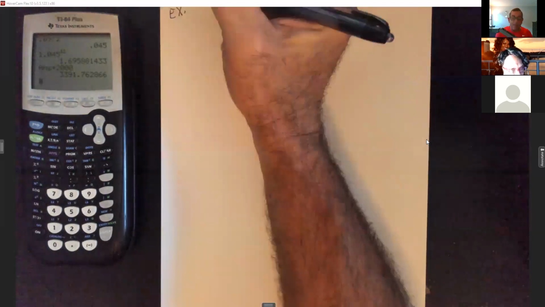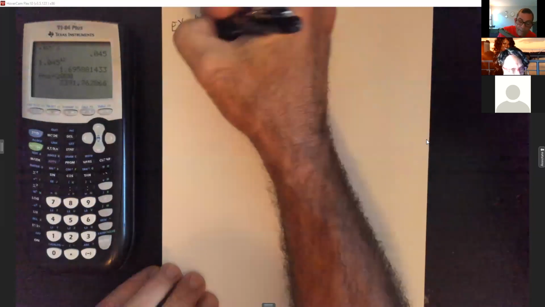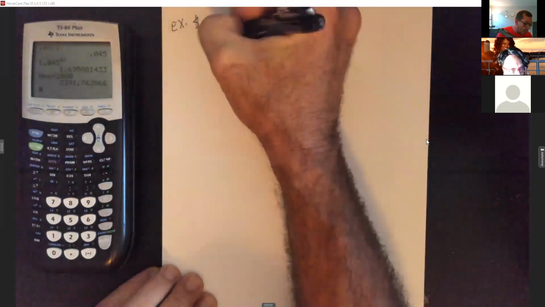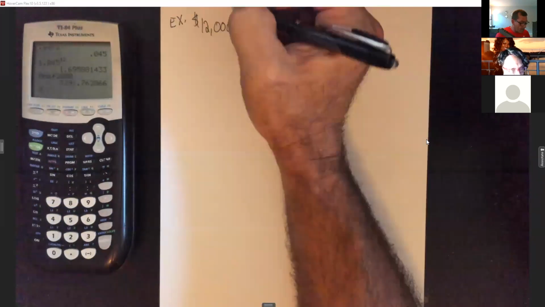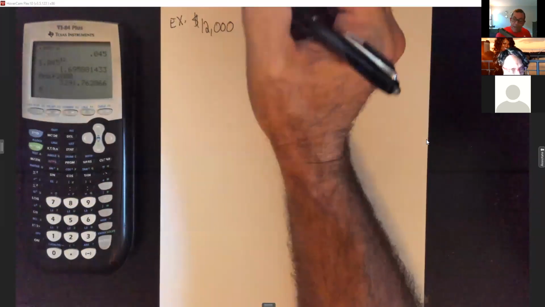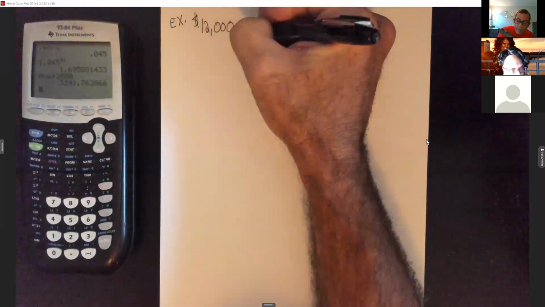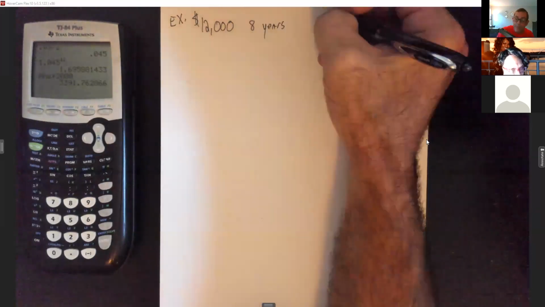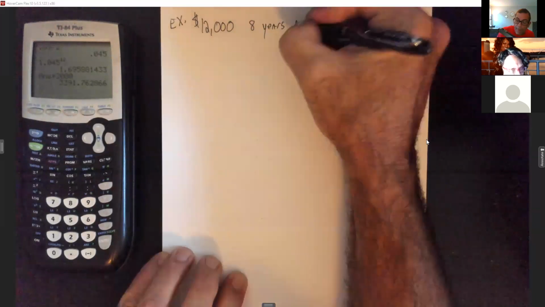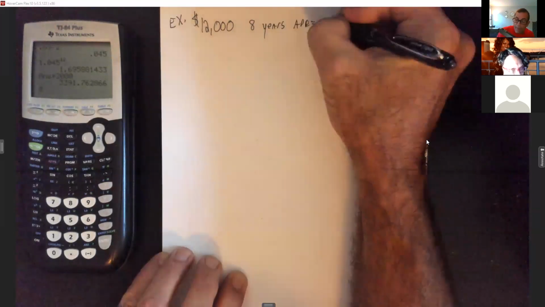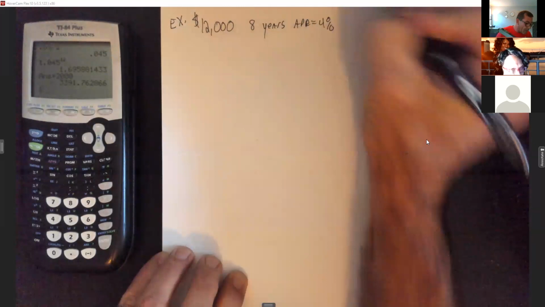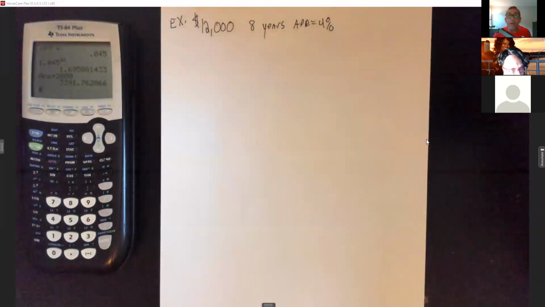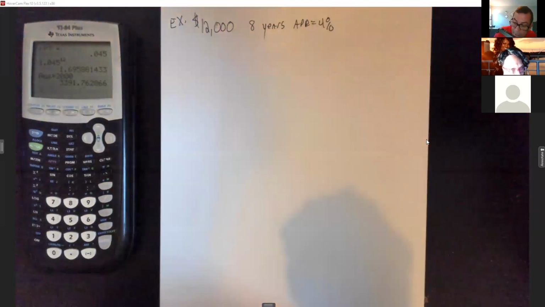What if I'm investing $12,000 for 8 years at an APR of 4% and quarterly compounding.